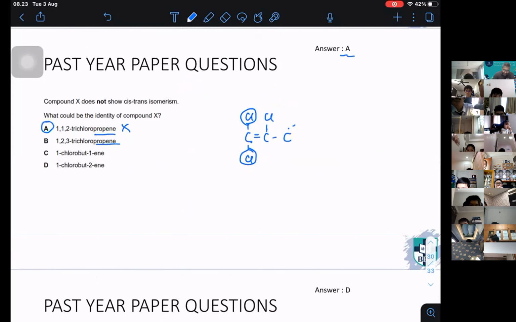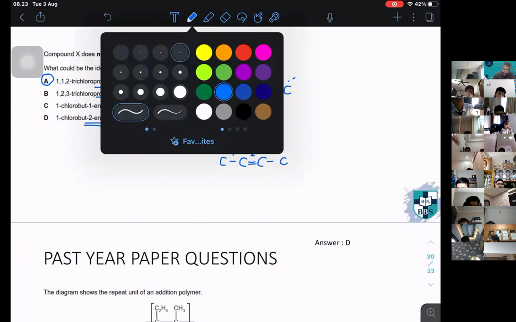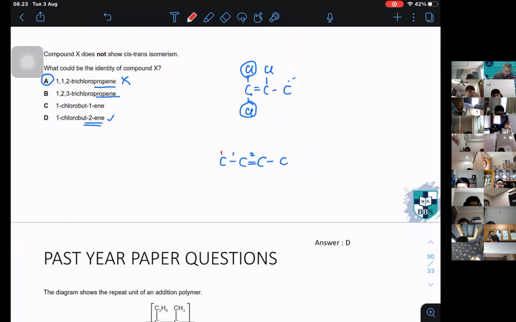But let's see, maybe we check with D. If it is going to be 1-chlorobut-2-ene, so I draw but-2-ene. Position number one, position number two. If that is position number one, position number two, automatically this is carbon number one, carbon number two. So 1-chloro, Cl is here.